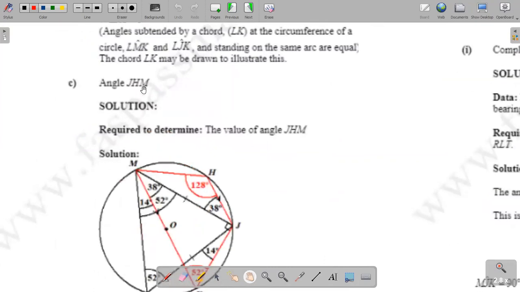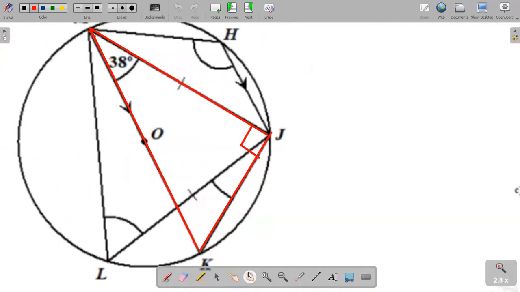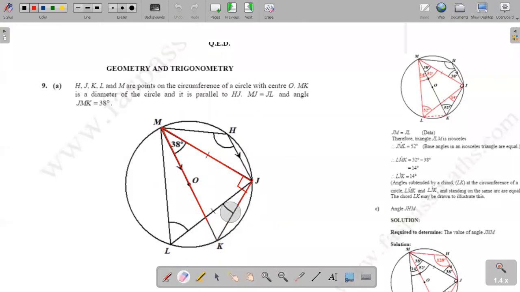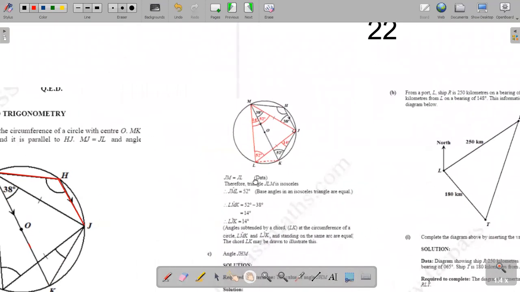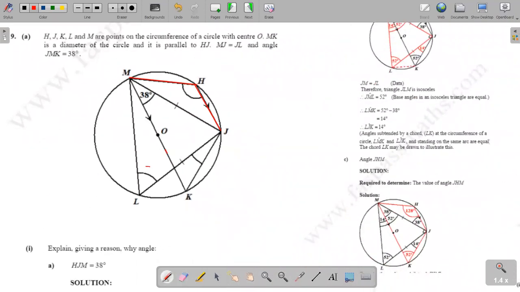Find angle JHM. So let's find JHM. JHM, where is that? JHM. No, the truth is they already found this one here. And I think this one they said was 52, right? Yeah. So if this one is 52, who could tell me how to find the one up here? What do we do? Which rule is this one? Because we spoke about it in the beginning again. How are these two related?